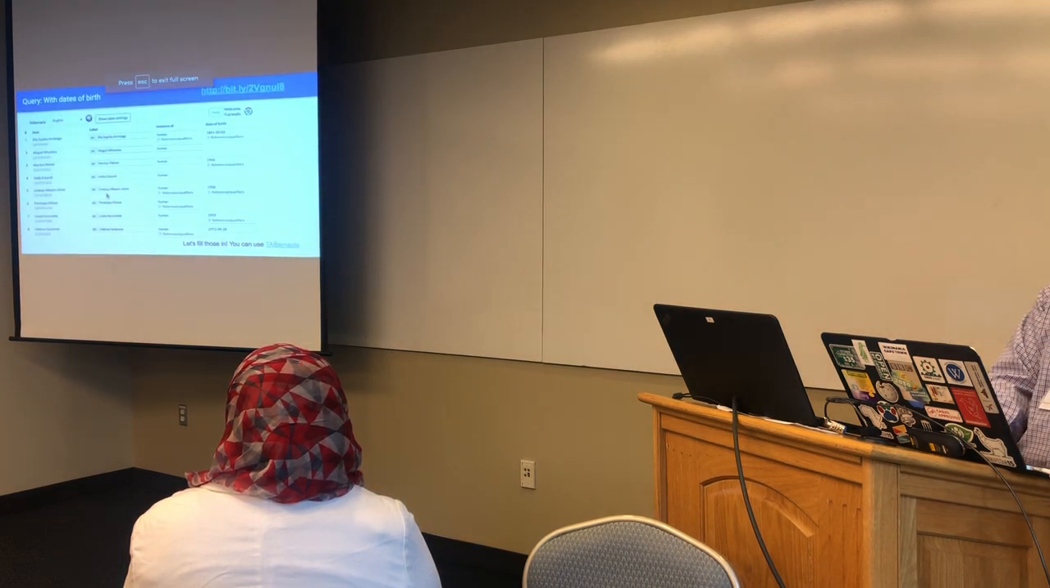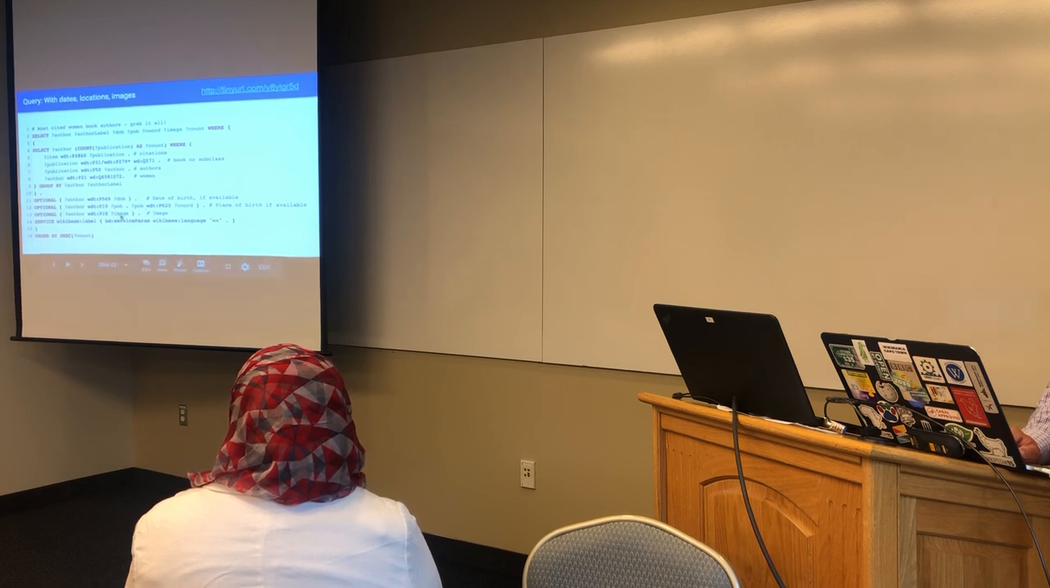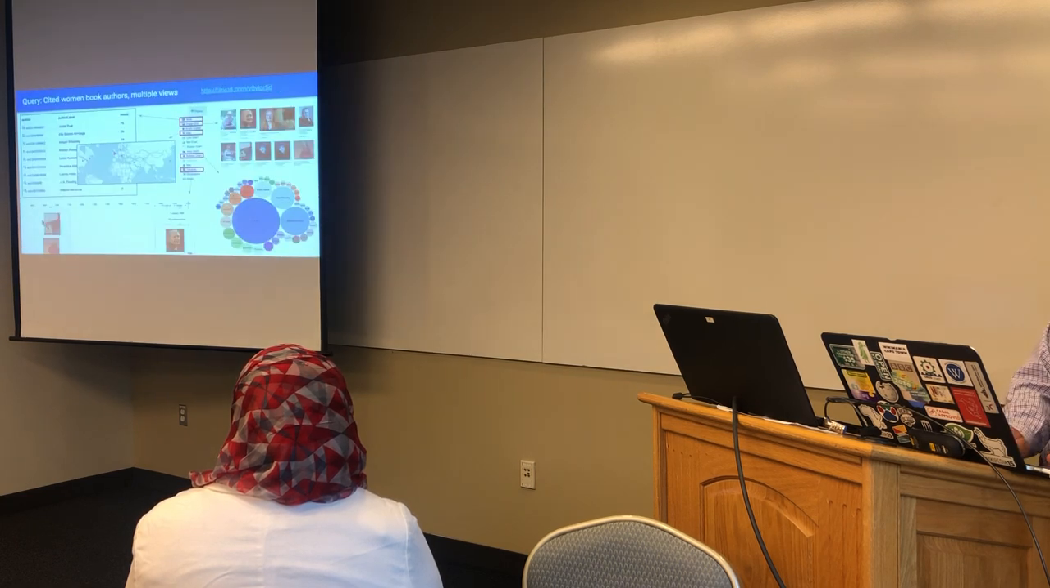So this is an example where you can take that same query, bring it to Tabernacle, and edit the missing information in Tabernacle. But here's the query where, if we have a date of birth, we want to return it, which is right here. If we have a place of birth, we want to return it. If there's an image, we want to bring that back as well. Right? So these are the optional clauses that we have here in the SPARQL query. And if we do that, these are the options that we get, which are pretty cool.